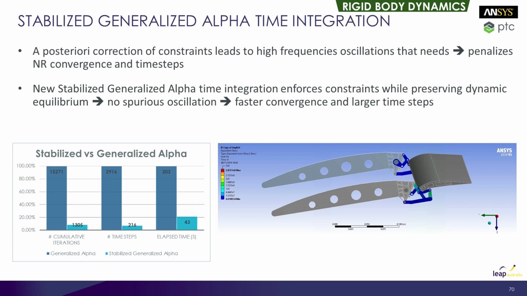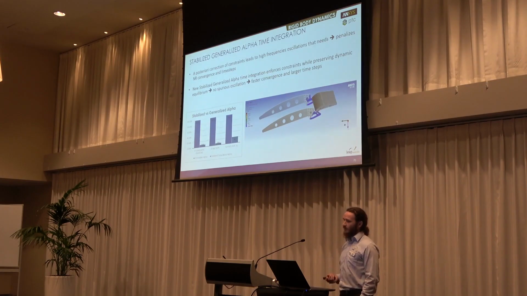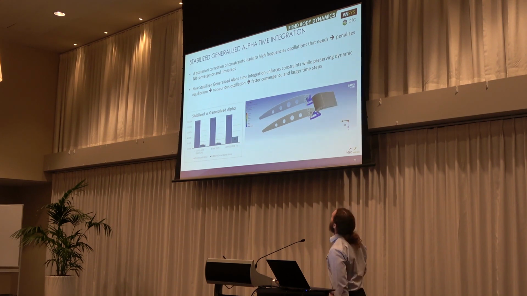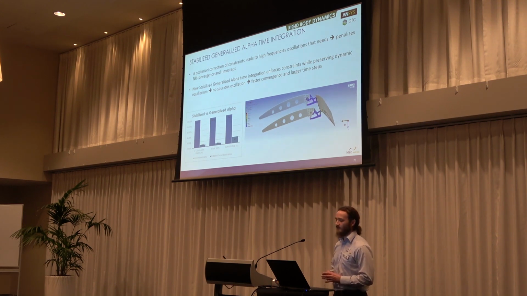Okay, rigid body dynamics. There's a new type of integration method. It's the stabilized generalized alpha time integration method. The old version is just the generalized alpha time integration method. So for constraints and joints, the generalized alpha time integration method used to introduce some corrections at every time step. And those corrections used to introduce some spurious vibrations or oscillations in the analysis. And it also required some more iterations in the solution, which made the solution take a lot longer.